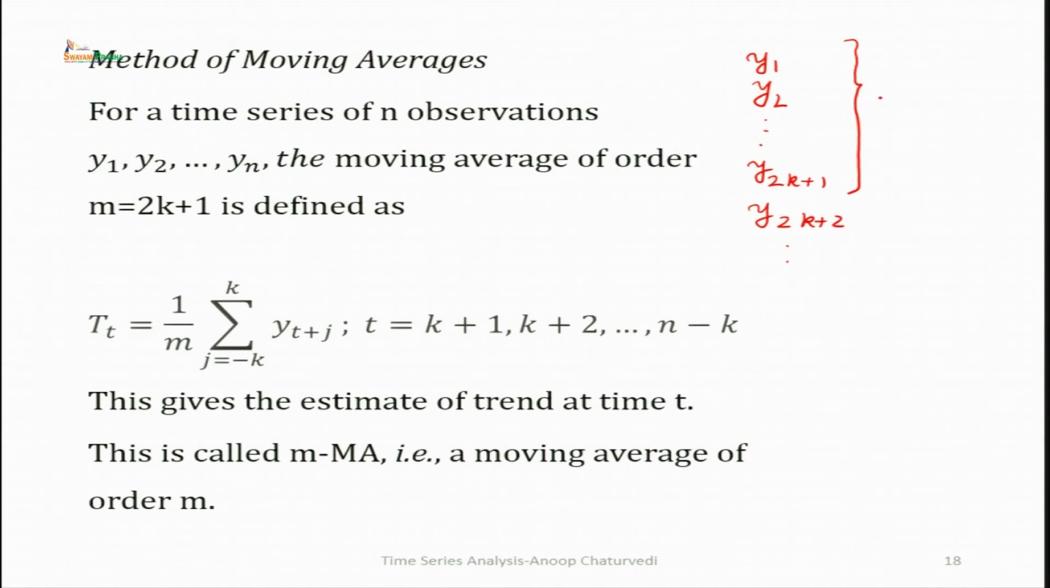We write it equal to, now this gives you the trend value corresponding to the middle point, corresponding to k plus 1. Your midpoint is k plus 1. So, you get t k plus 1. Next time you leave the first observation y 1, you start from y 2, and then you go up to y 2 k plus 2.